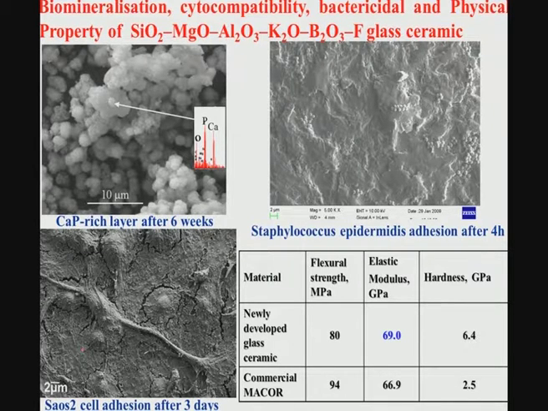Okay. Now, coming to some of the cell level studies, like in vitro cytocompatibility or bactericidal studies, we have obtained quite encouraging results. Antimicrobial properties were studied using Staphylococcus epidermidis as one of the bacterial strains, which is gram positive, and their adhesion on the glass ceramic materials was tested after 4 hours of growing them in Luria growth medium. After 4 hours you do see some Staphylococcus bacteria, but when you compare with the control, the number of bacteria adhered is certainly less.